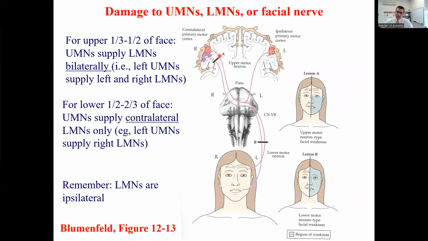However, this is the first scenario. If the lesion is in the lower motor neuron, which means that the facial nerve itself has been damaged, there will be loss of innervation to both the upper and lower half of the face of the affected side. So if there is left facial nerve palsy, the patient will have complete paralysis of that half of the face. Okay?